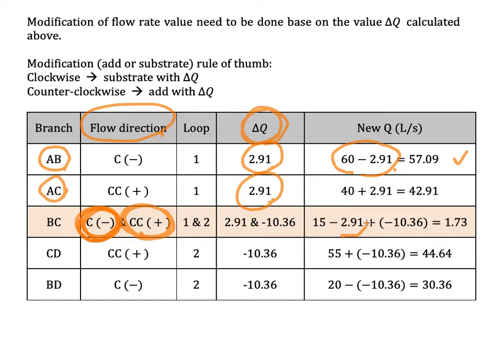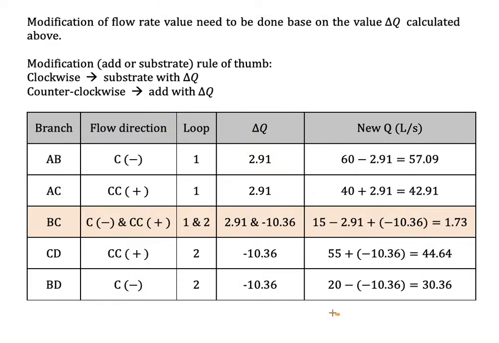And here for clockwise, we need to subtract. So we minus 2.91, but we need to add negative 10.36, so we have 1.73. Here we need to add negative 10, so we will get 44.64. And here we need to deduct negative 10, which means it will become add, and then it will give us 30.36. So actually, this is your final answer. This flow rate is what you need to submit as your final answer.